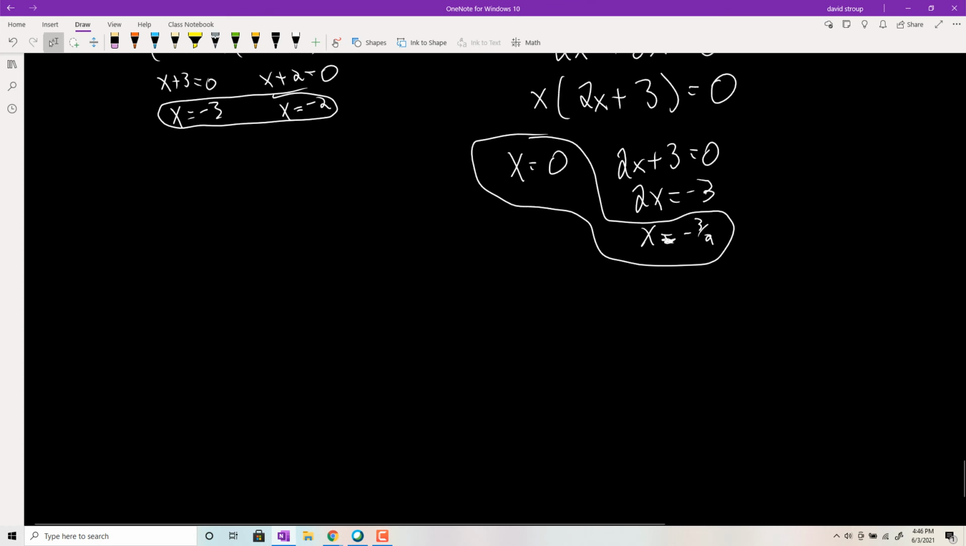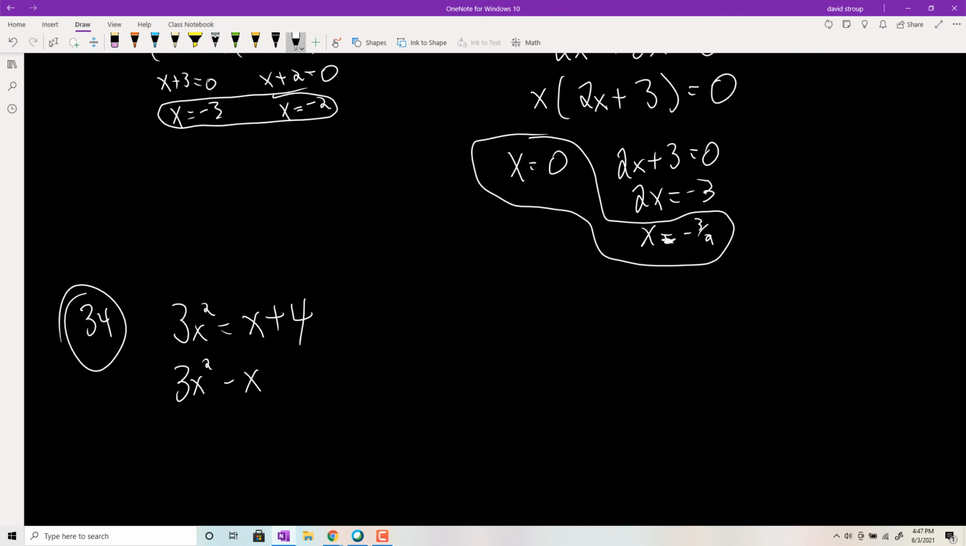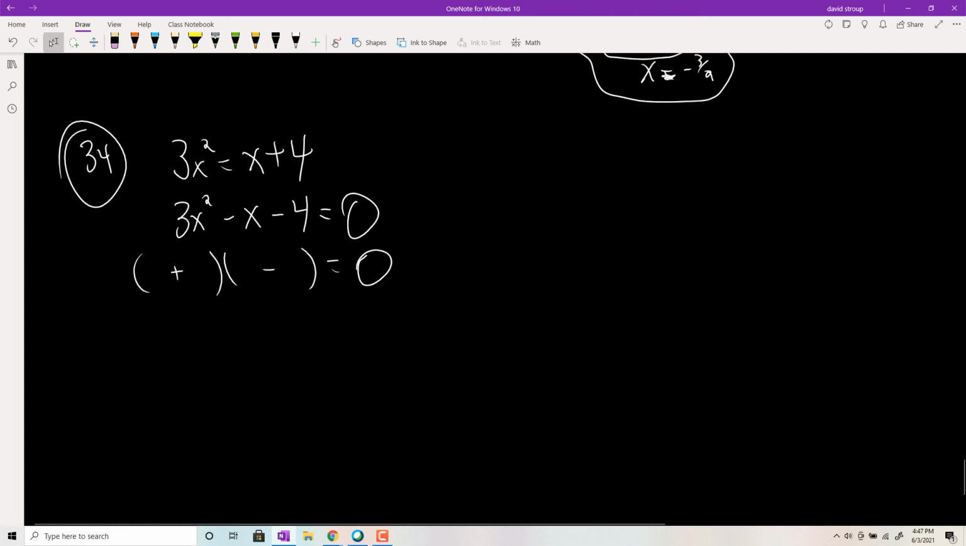Okay, 34. 3x squared equals x plus 4. So again, the first step is to set the thing equal to 0. So I'm going to move the x over, so subtract it from both sides, move the 4 over, and I'll have 0 on the right. Then I need to factor it. So it's got to be plus and minus. And then maybe I have to do a little bit of trial and error. So maybe 3x and x, and then I'm going to go with 4 and 1.